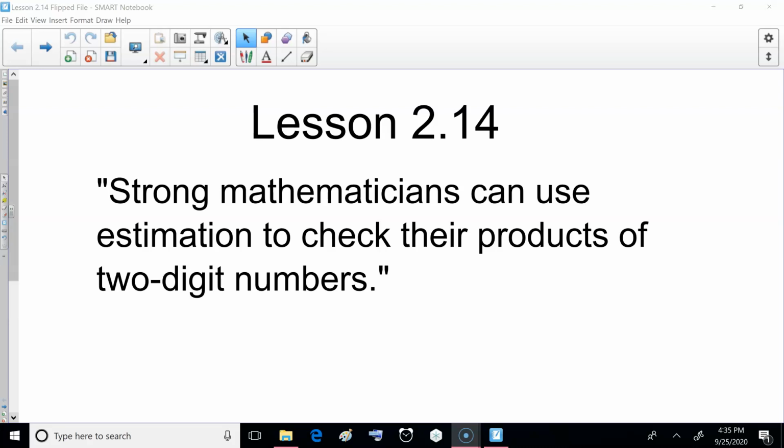Strong mathematicians can use estimation to check their products of two-digit numbers. So you can grab out your notebook, your pencil, and write down today's date, the lesson number, and "estimation in two digits." It's kind of like the title of what we're doing, so let's get started.